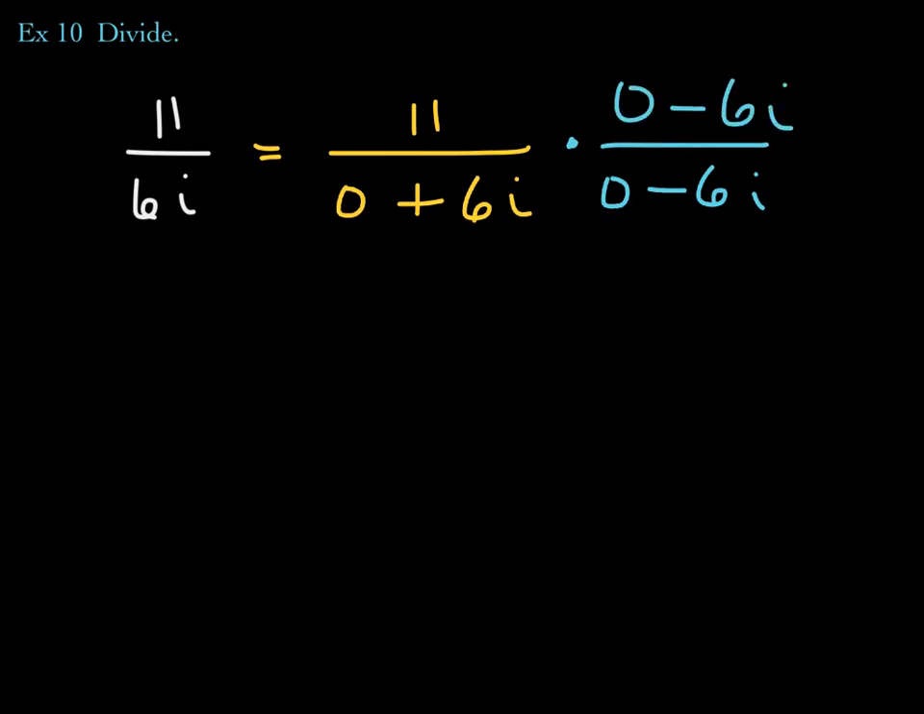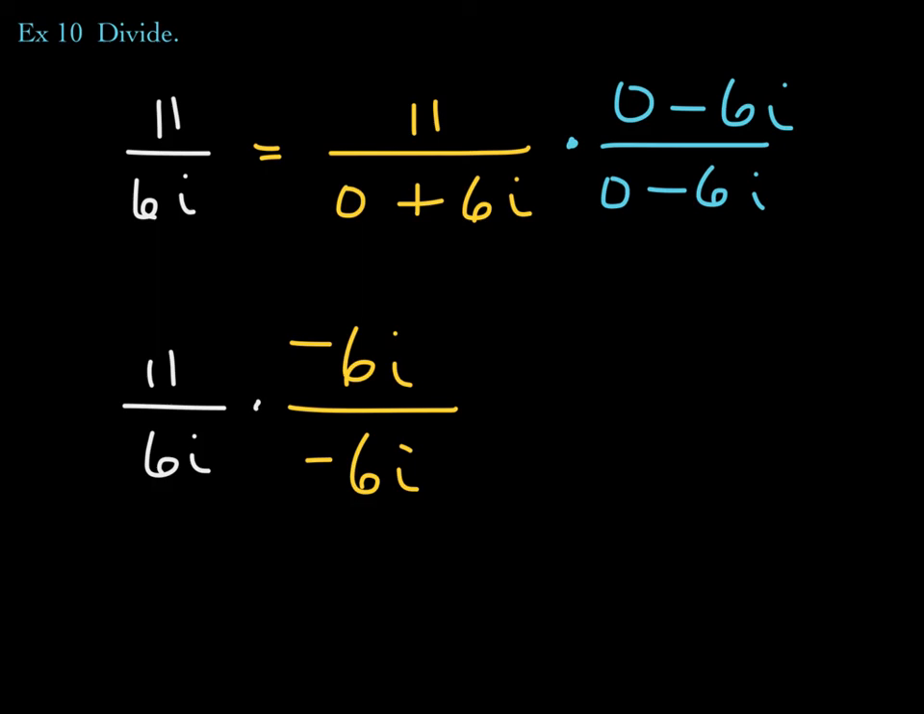Now, for me, I feel like there are too many zeros here. So I'm going to do all of this work right here, but I'm going to drop all of these zeros. I don't need them. So in other words, 11 over 6i can just be multiplied by, if you just drop the zeros, negative 6i. All right? So that's simpler without having to write all of these zeros here. You can do this whenever the denominator is just pure imaginary. Okay, so let's do the work.